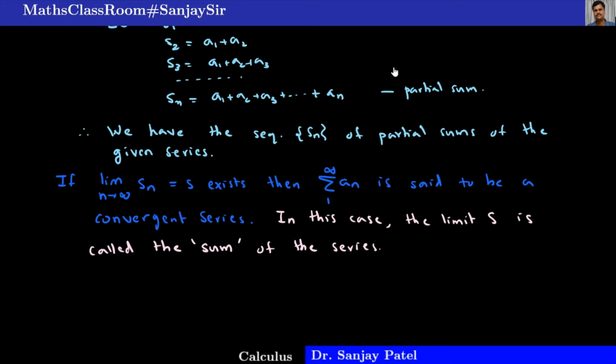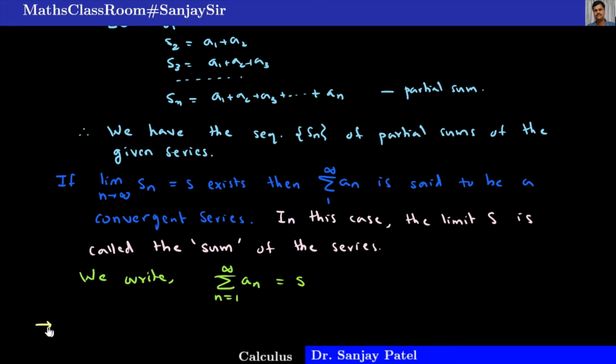And we write this as sigma n is equal to 1 to infinity an is equal to S. So this S is called the sum of the series. But if this limit does not exist, then the series sigma an is said to be a divergent series. So if a series is not convergent, it is called divergent.